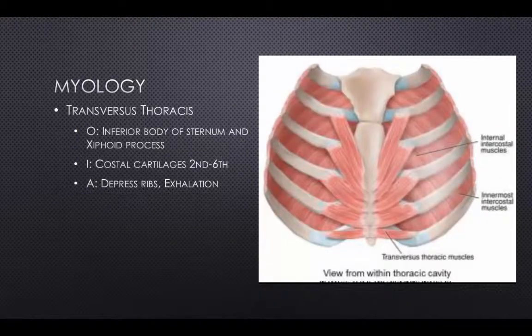The transversus thoracis muscle lies internal to the thoracic cage anteriorly and is a thin plane of muscle and tendinous fibers that is situated upon the inner surface of the front of the chest wall. It is in the same layer as the subcostal muscles and the innermost intercostal muscle. It originates off of the inferior body of the sternum and the xiphoid process and inserts into the costal cartilage of the 2nd through 6th ribs. Its action is to depress the ribs and help with exhalation.